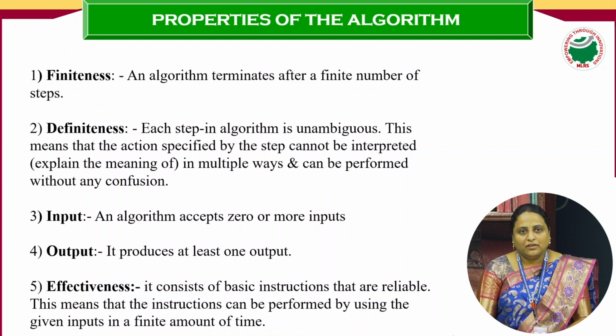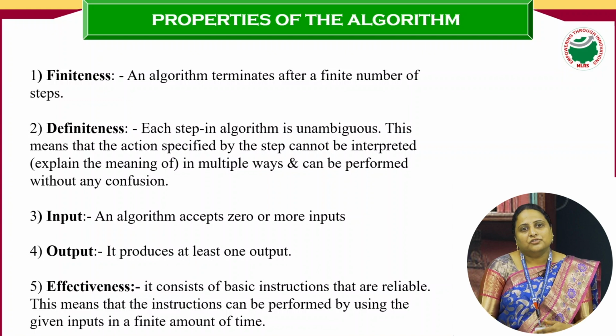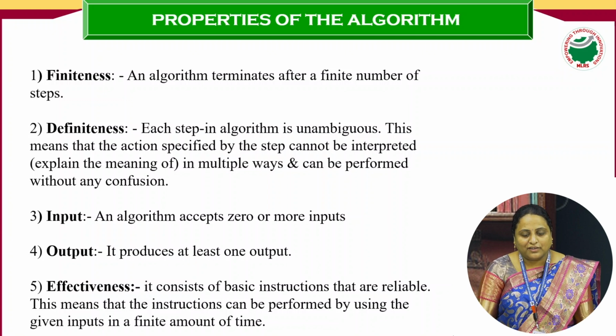So that is the first point. Whenever we write an algorithm, you should have some starting point and ending point. It is not that you keep on writing, because if you keep on writing, there is no end to how to solve the problem. So that is the first property of an algorithm.